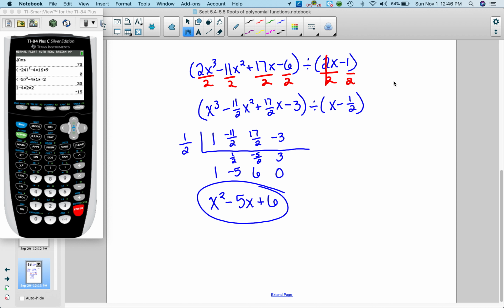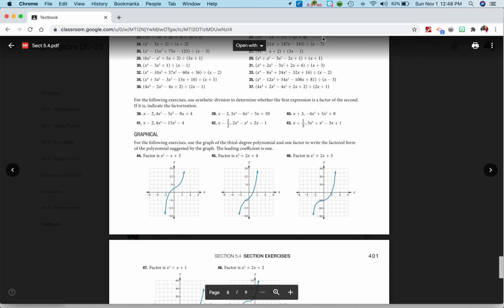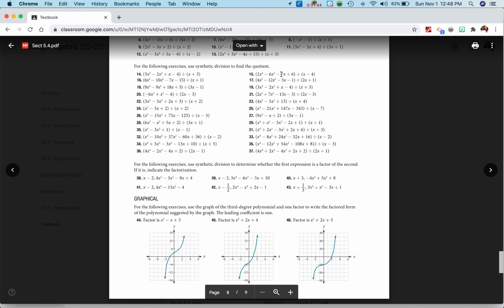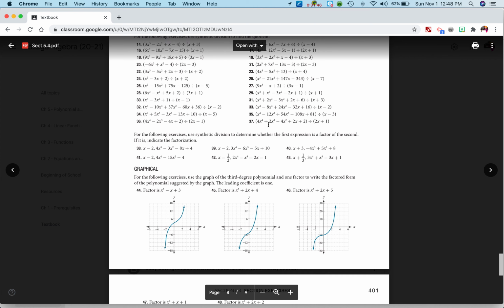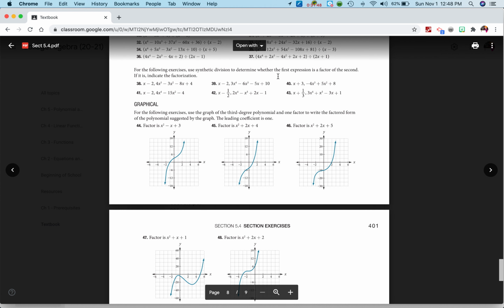Your homework assignment is from the textbook, and it is practicing synthetic division problems, or practicing division problems. So that is what you guys will be doing. Okay, actually looking into your homework assignment, a lot of them, this first chunk of problems are just synthetic division to find the answer. Then there are a few problems, like in this section, they ask you to use synthetic division to determine whether the first expression is a factor of the second.